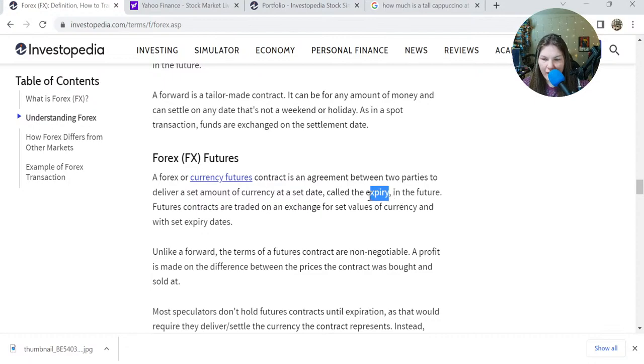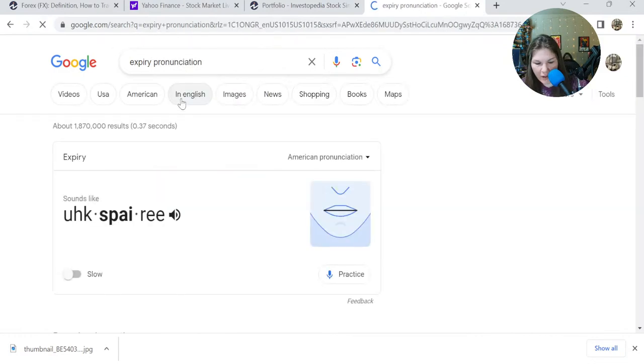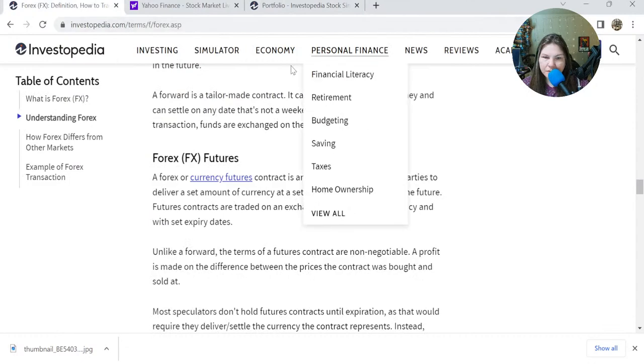Expiry. How do they want me to say this? I don't know how to say that word, guys. It's so sad. Expiry. Do you say it like expiry? Okay, expiry. I don't like that word, guys.